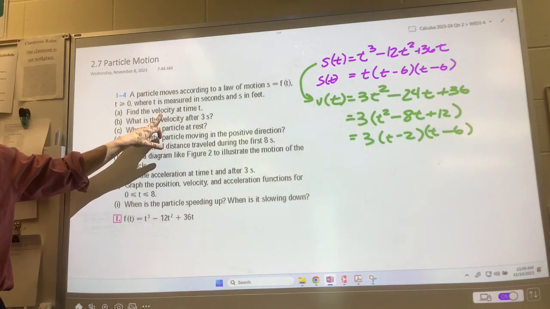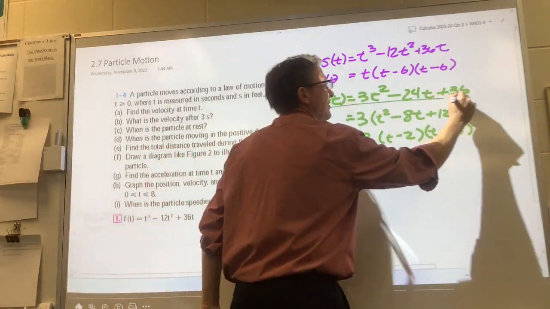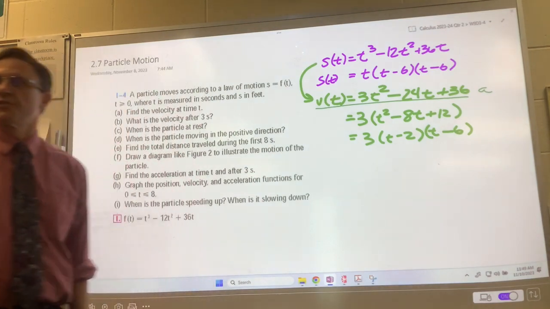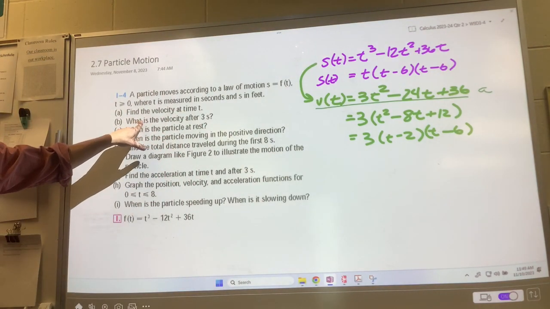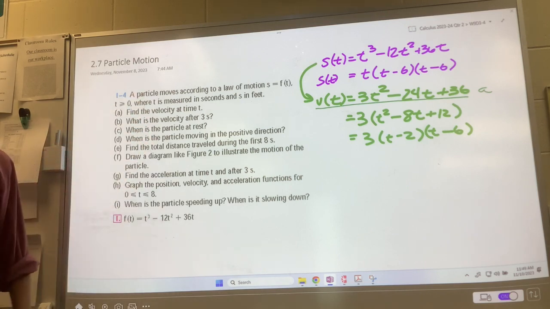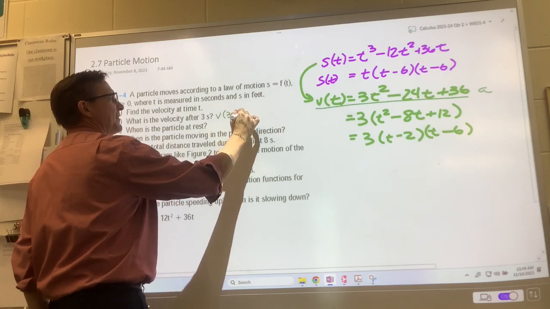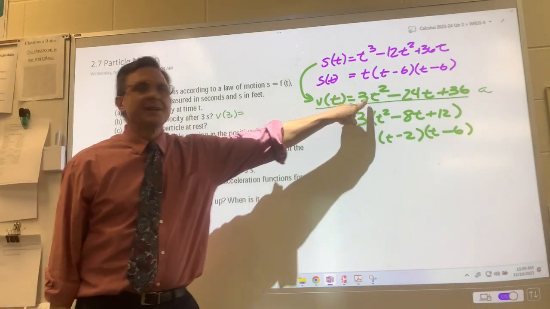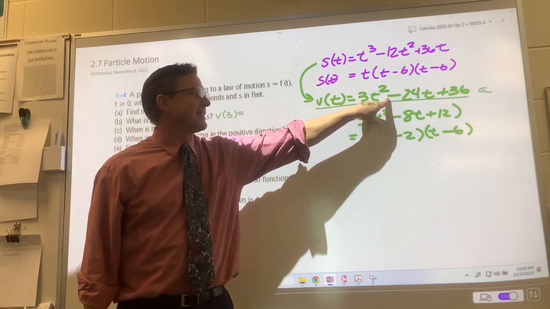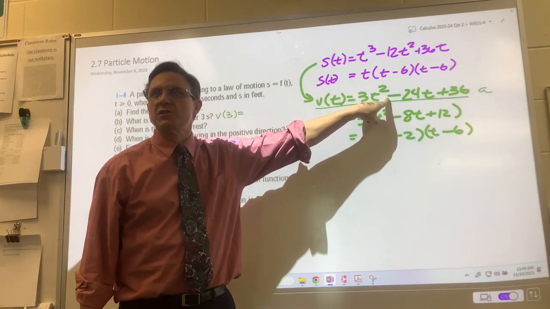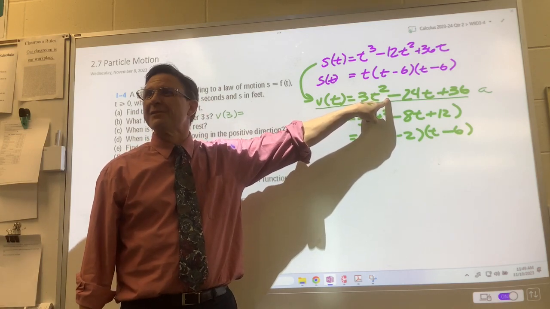Letter A was find velocity at time t. This is the answer to letter A. That's velocity at time t. Then it says, what is the velocity after 3 seconds? What do I have to do? Just put 3 in. It's asking what v of 3 is. So I put 3 in this equation and get a value. 27 minus 72, which is negative 45, plus 36. Is it negative 9? Yeah.